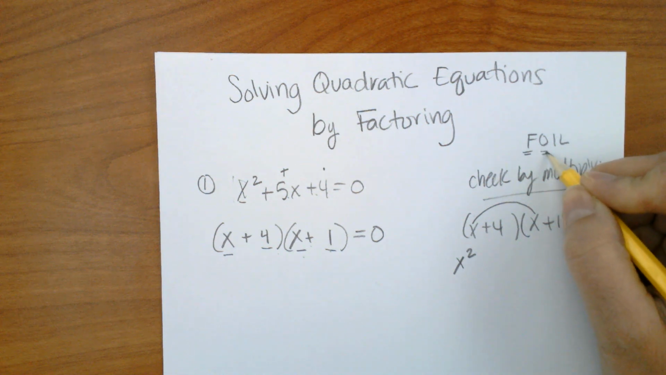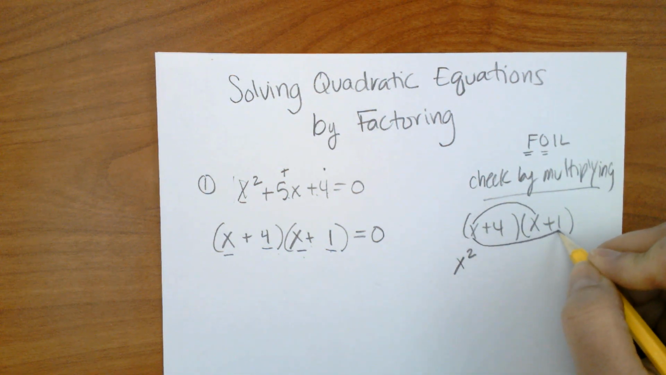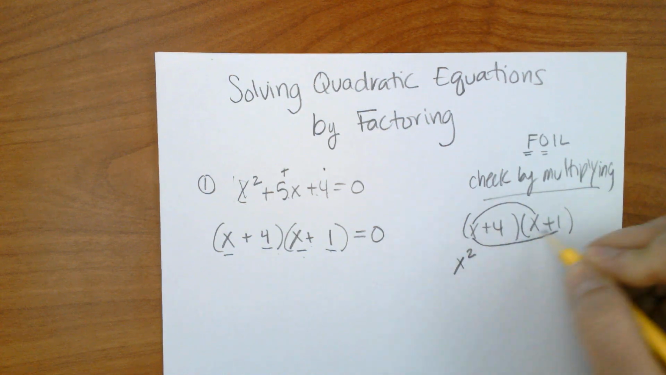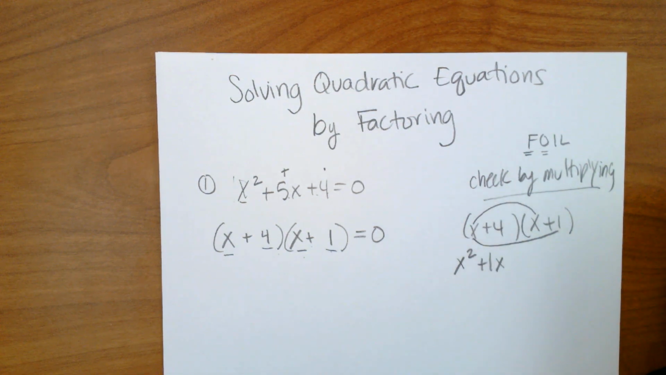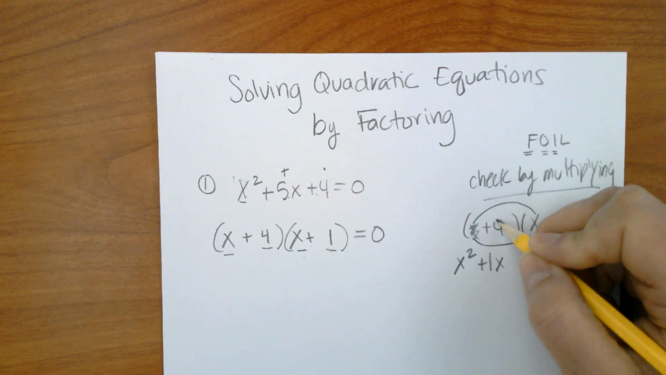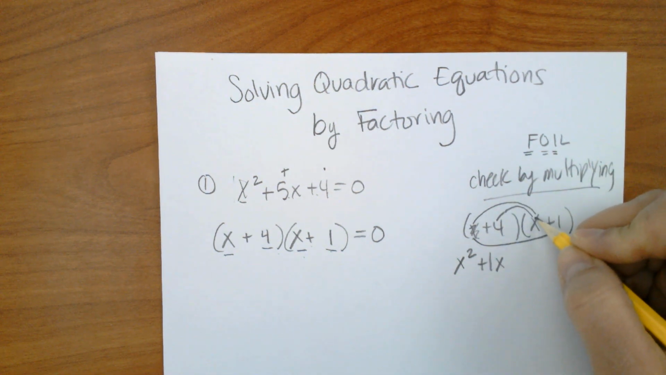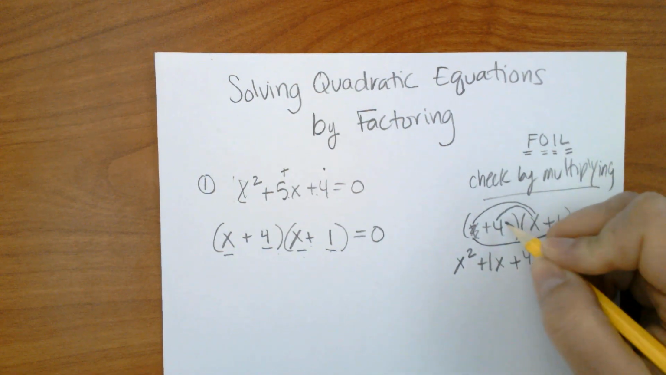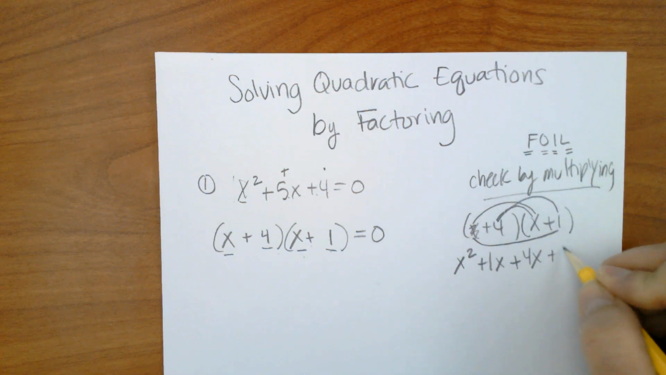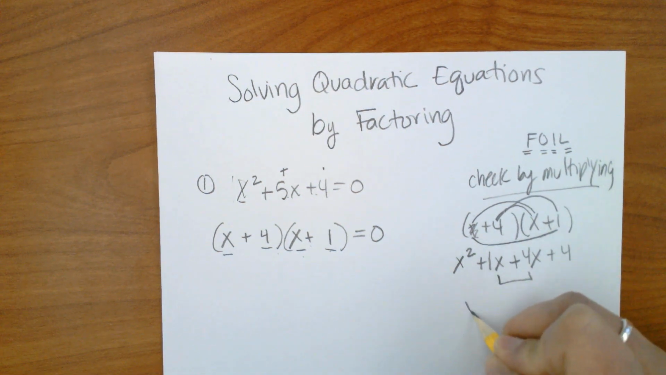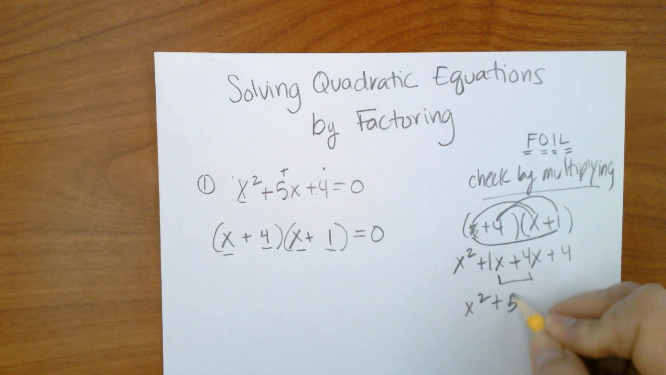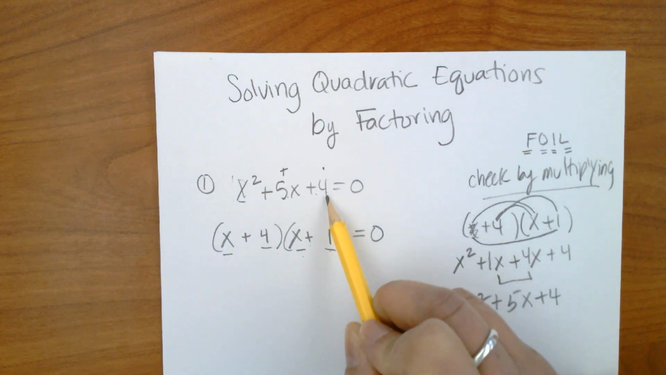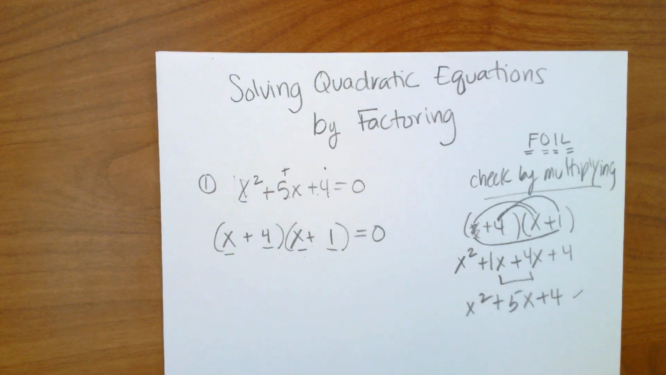Okay. Then outer terms, x times positive 1. So we're distributing the x to this positive 1, which is positive 1x. Okay. That takes care of the x. We're all done with that. Now I need to distribute the 4. This is the second distribution. So inner terms, 4 times 1x is positive 4x. Last terms, last 4 times positive 1 is positive 4. Combine the middle, they're like terms. I get x squared plus 5x plus 4. I check it. That was my original, so I know that I factored this correctly.